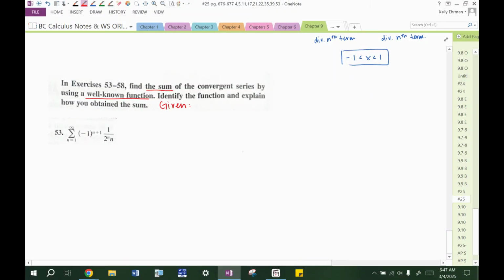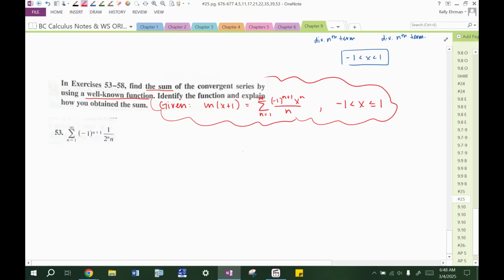Let's say we're given this because they're claiming that it's well-known. So the natural log of x plus 1. Maybe we've done this in a homework somewhere, I can't remember. The natural log of x plus 1 has this power series. It's the sum from n equals 1 to infinity of negative 1 to the n plus 1 times x to the n over n. So I've done the work of finding that for you, and the interval of convergence for this is between negative 1 and 1, only including positive 1. So this is just our given thing. So let's say you knew that going into this.